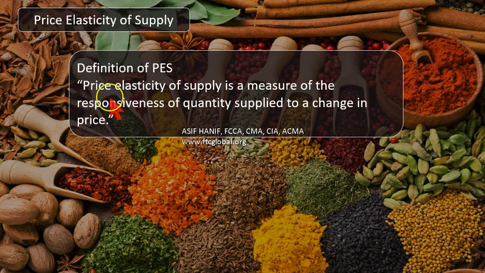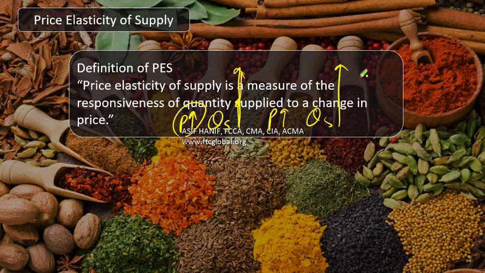It can be simply defined as: price elasticity of supply is a measure of the responsiveness of quantity supplied to a change in price. It is somewhat similar, but in the opposite direction. So if the price goes up, how would it affect the quantity supplied? Would it go up, and to what extent? Since, as we have discussed earlier, price is a signal for the producer. If the price of a commodity goes up, the firm, the seller, will produce more and more. So if the price goes up, to what extent would the quantity supplied go up? That is what we measure using the price elasticity of supply.